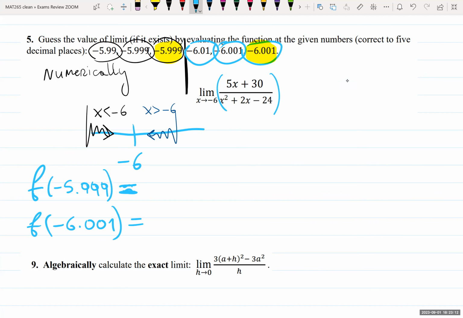-5.999. Yeah, I guess so. I guess it got cut off. You're right. The 999.9. You also can check the limit using the graph. If you graph this function, it's supposed to tell you what is happening at -6, which we did also in class. We graphed and it worked.